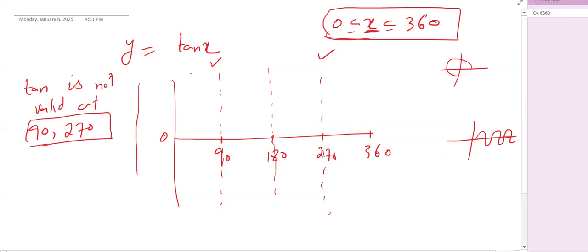Now for tangent, when you are sketching the tangents, remember that 90 and 270 are the asymptotes. So how will be the sketch of the tangent from 0 to 360? Because we are making from 0 to 360. So how will be the sketch? You have to remember this sketch, okay? It will be like this one, and it will continue. And then next what it would be?